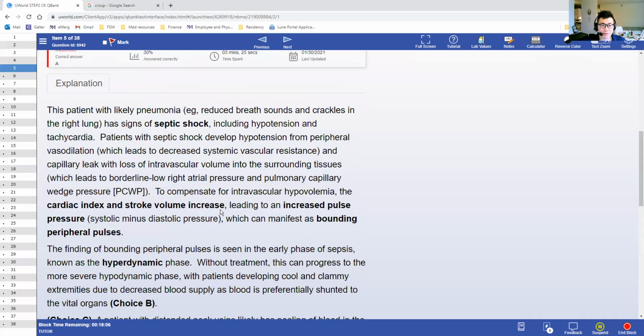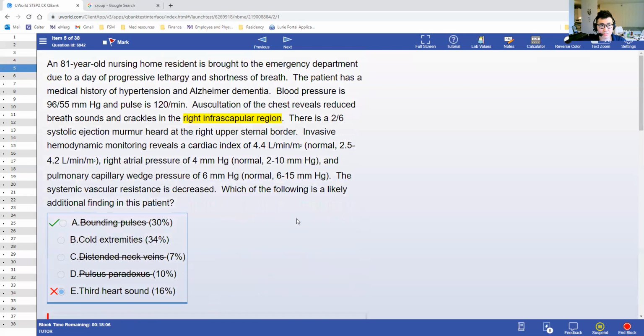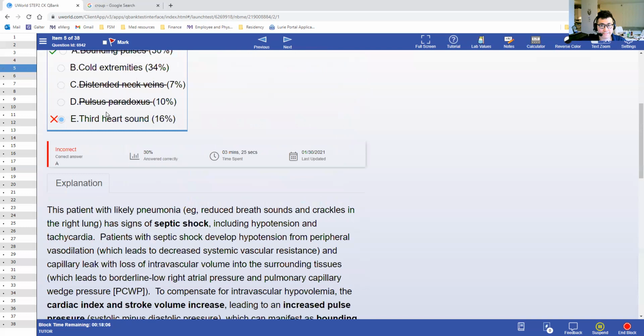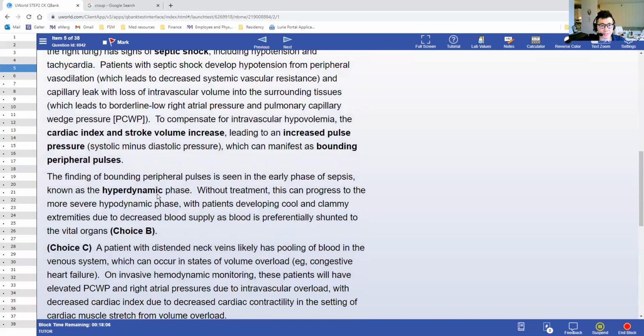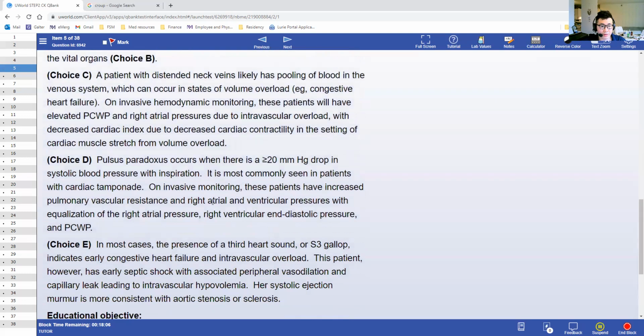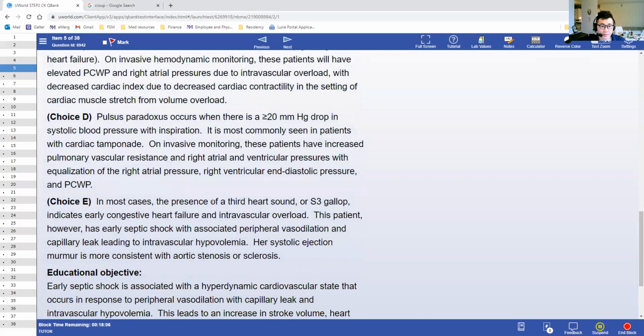Septic shock. So I was right about septic shock. To compensate for intravascular hypovolemia, the cardiac index and stroke volume increase, leading to increased pulse pressure. The pulse pressure is only like 40. Oh wow, this is an entire phase of sepsis too, the hyperdynamic phase. Okay, I guess that's good to know. I ruled out this answer choice way too quickly.